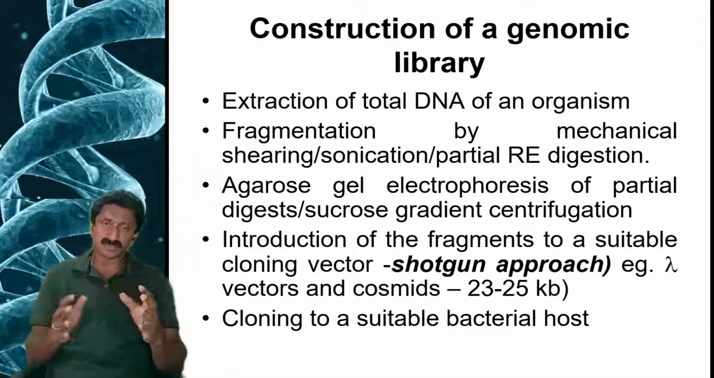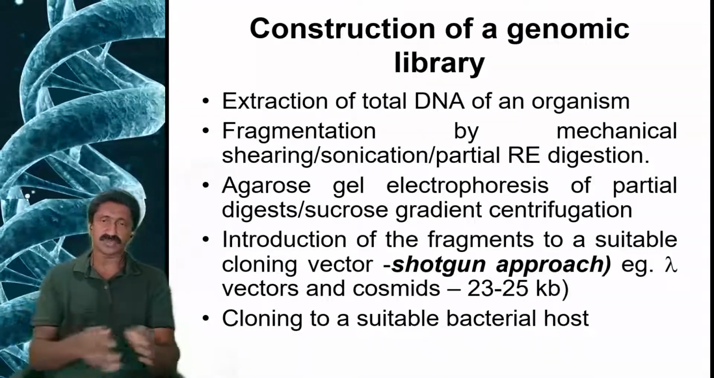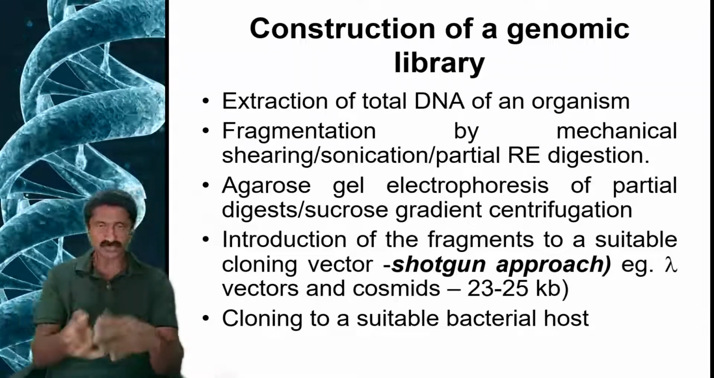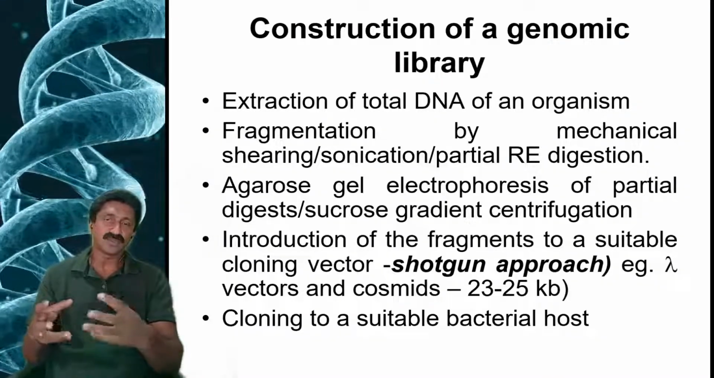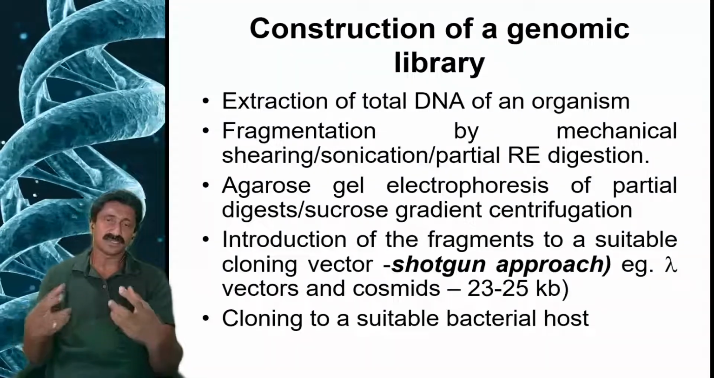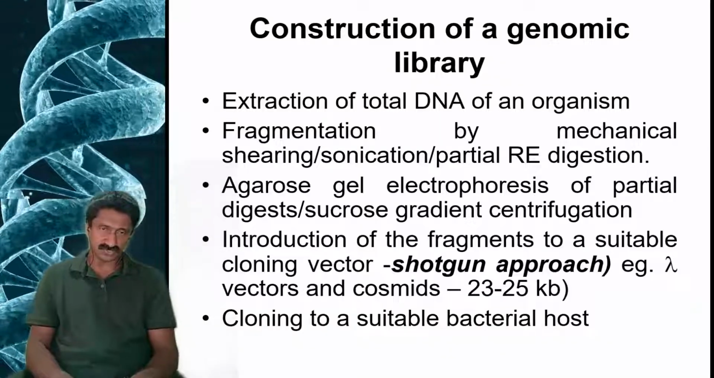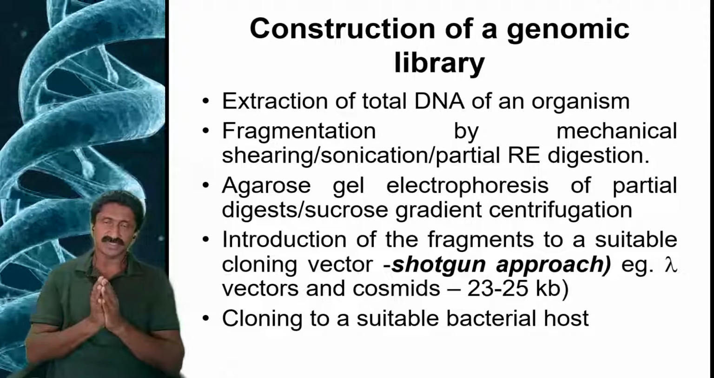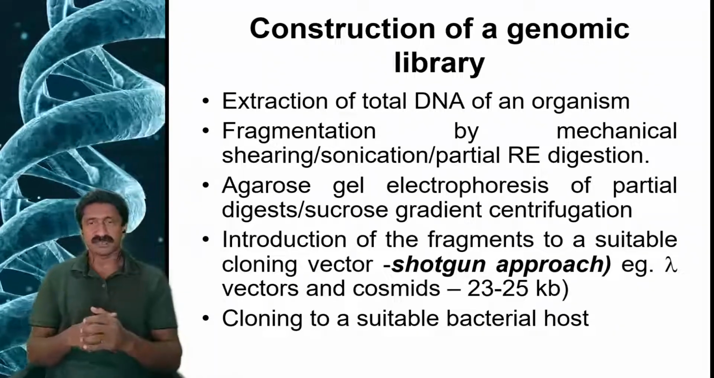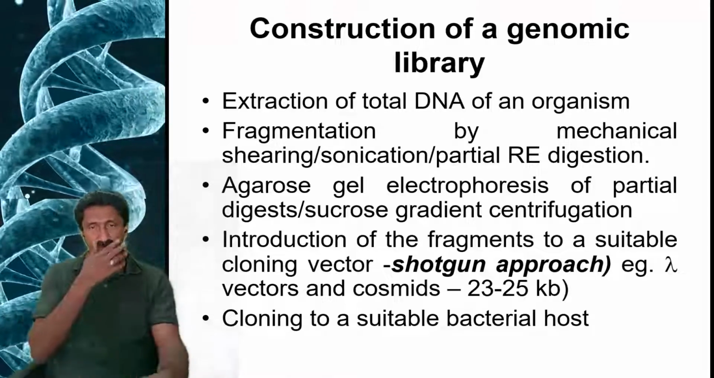Now, agarose gel electrophoresis of these partial digests or the broken fragments, or sucrose gradient centrifugation. That's a separation technique which is used for separating these different fragments based on their size, and that is the next step. So once the fragments are separated based on their size, then the fragments can be introduced into a suitable cloning vector, which is known as a shotgun approach.